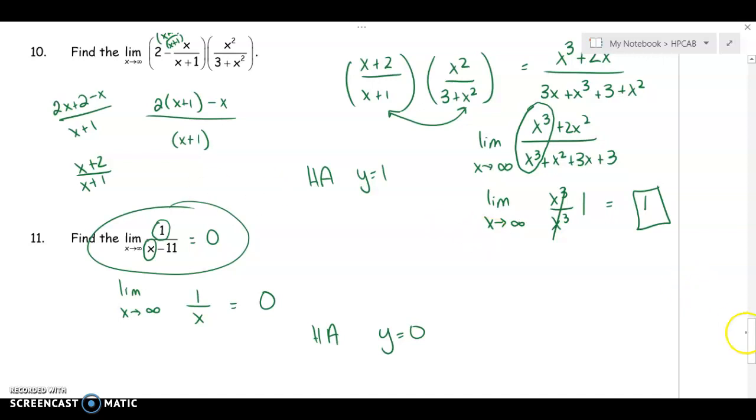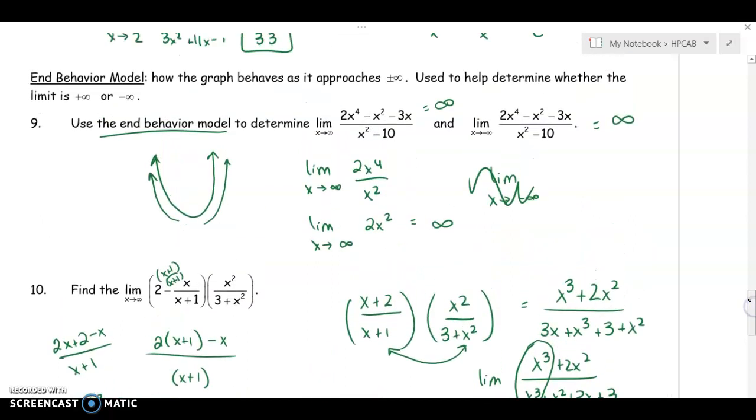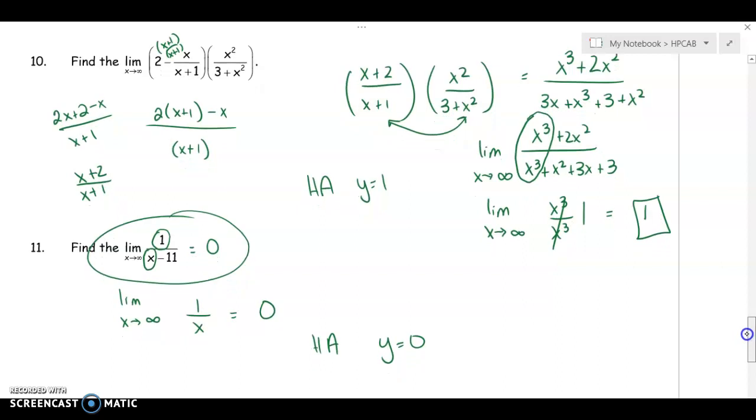That's the only time you're going to do this, when it actually says use end behavior model. Otherwise, you can't do that for just normal limits.